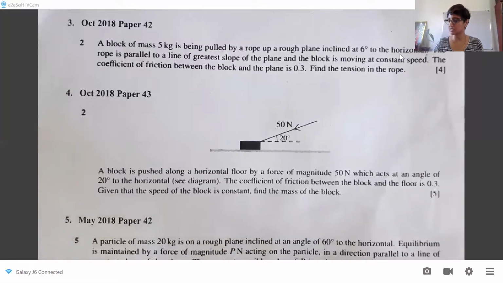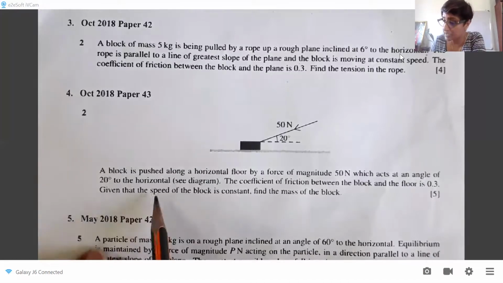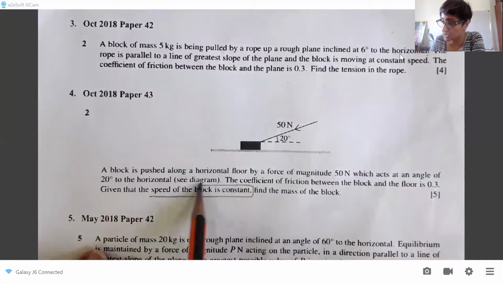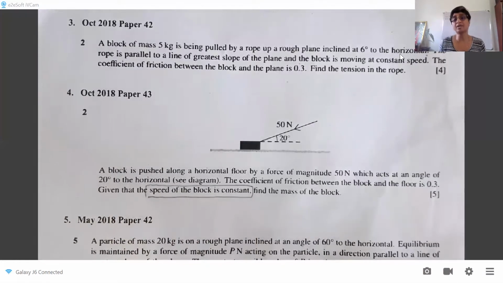Given that the speed of the block is constant, find the mass of the block. So the most important piece of information given here is that the speed of the block is constant. What does that tell you? You're applying one of Newton's laws of motion there to tackle this question. You have to use that information along with one of Newton's laws to get an idea about how the forces are acting on this object, about the equilibrium. If the object is moving at a constant speed, according to Newton's first law, you have to know that.